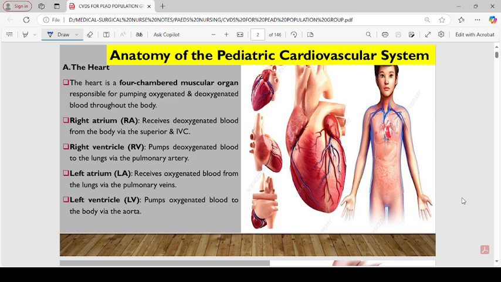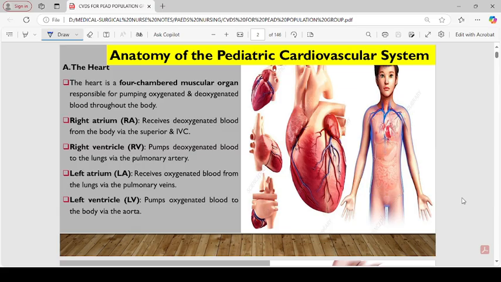Before we jump into the disorders, we need to do a quick review of the anatomy and physiology of the cardiovascular system. Generally, we know that the heart is a four-chambered muscular organ that is responsible for pumping oxygenated and deoxygenated blood throughout the body. The right atrium receives deoxygenated blood from the body via the superior and inferior vena cava, while the right ventricle pumps deoxygenated blood to the lungs for oxygenation via the pulmonary artery.